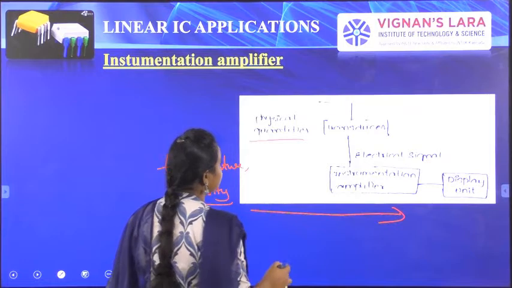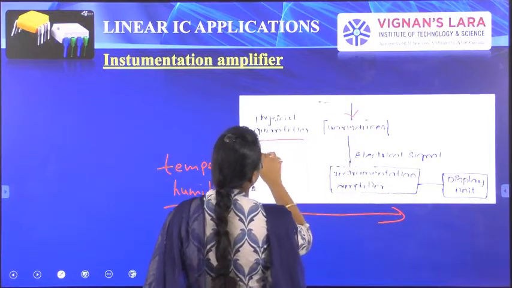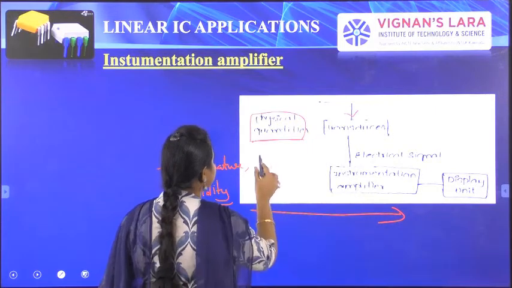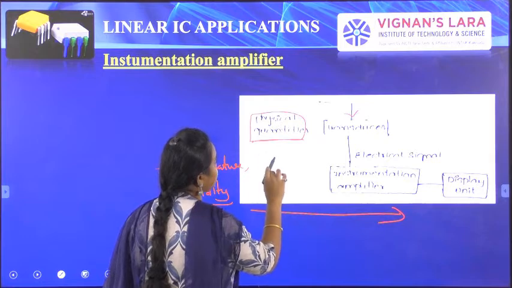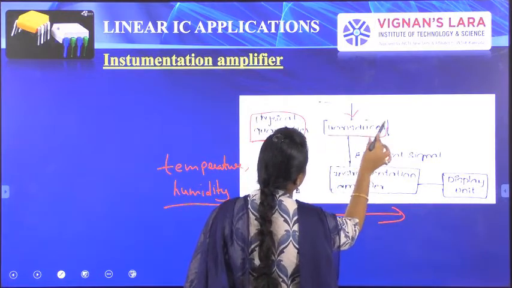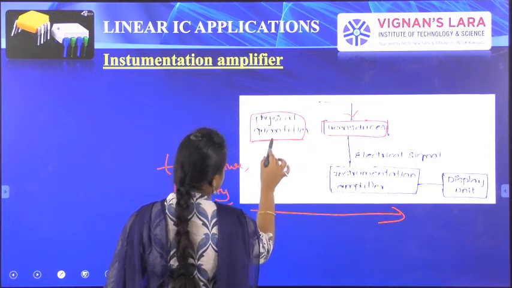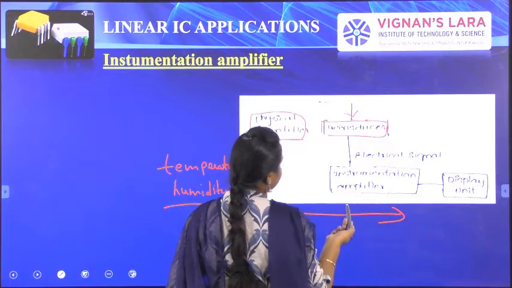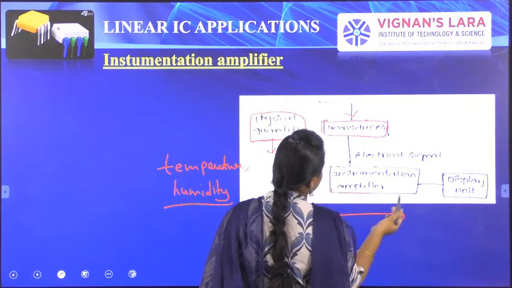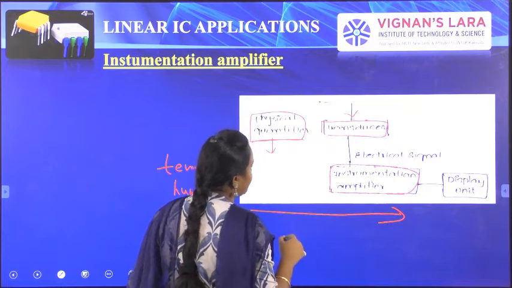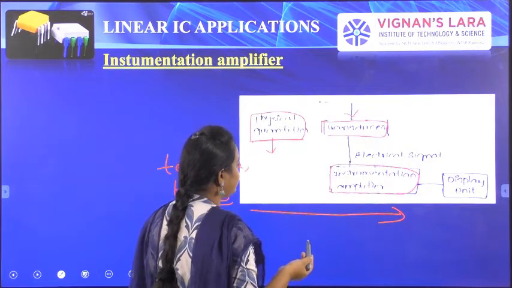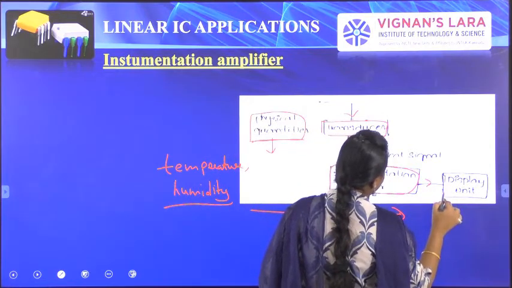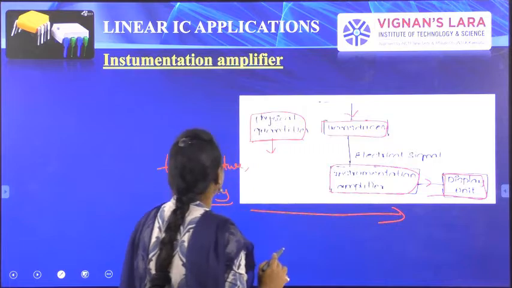Here we have the transducer, which converts the input quantities from one form to another form. These physical signals are converted to electrical signals by using the transducer. Then we have an instrumentation amplifier, which amplifies the physical quantities. Finally, it displays the unit. It is about an instrumentation amplifier.